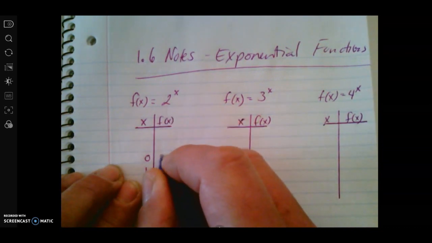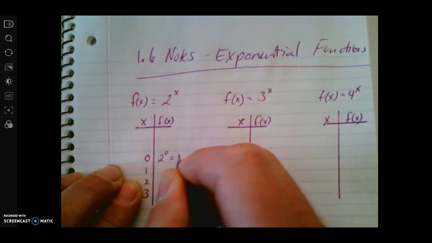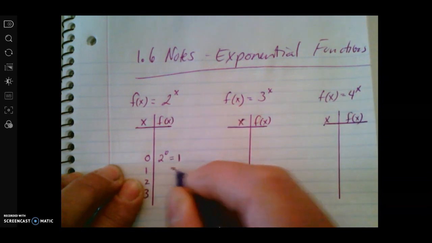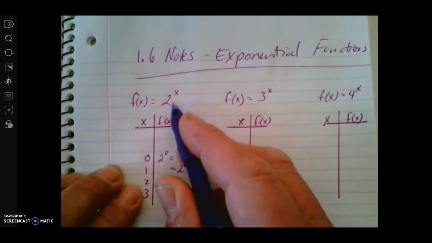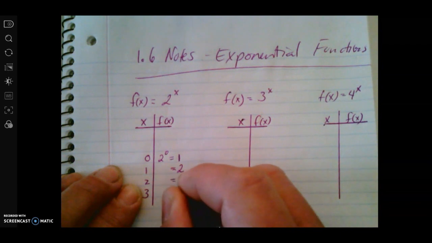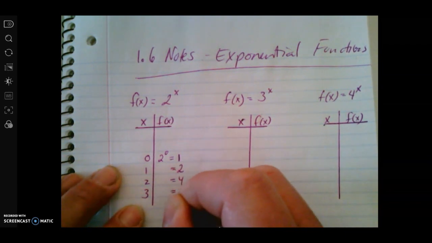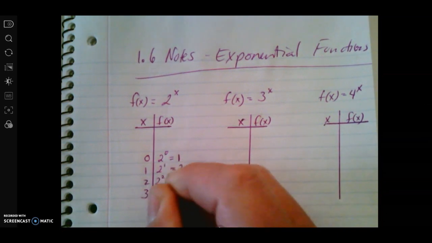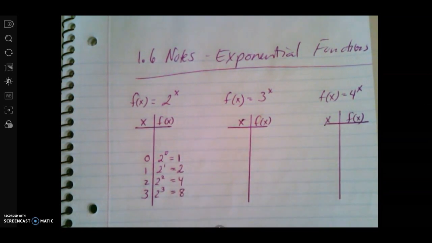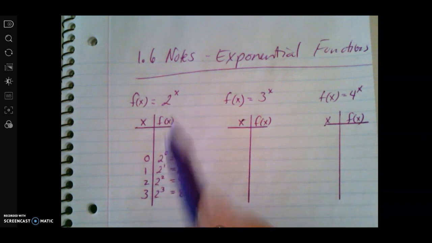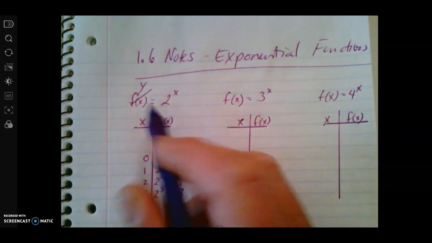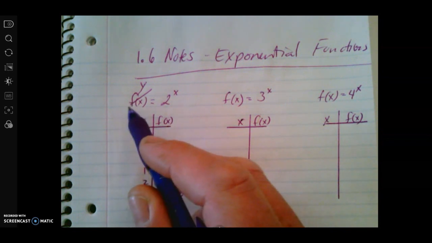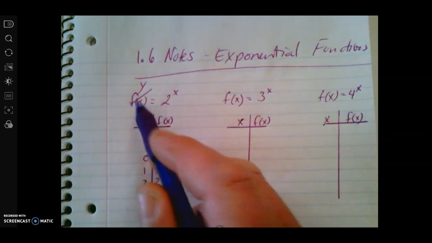2 to the 0 power would be 1. 2 to the 1 would be 2. 2 to the 2 is 2 times 2 is 4. And 2 to the third is 8. Okay, so this would be 2 to the 1, 2 to the 2, 2 to the third. Don't worry about the fact that it's f of x. If you want, you can call that y. Like I said, it's fancy notation. If you want to think about it, it's "funcy x."